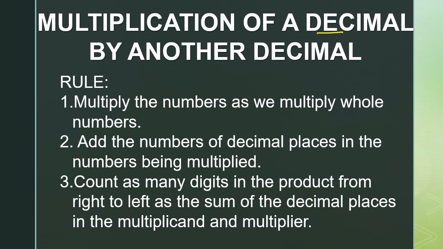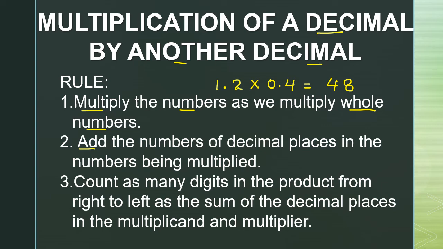If we have to multiply a decimal number by another decimal number, firstly, we will multiply the given decimal numbers as we do multiplication for whole numbers. So suppose we have two numbers, 1.2 multiplied by 0.4. We will multiply these two numbers just as we do multiplication for whole numbers. So 12 into 4 is 48. So the first multiplication will be just like the multiplication of whole numbers.